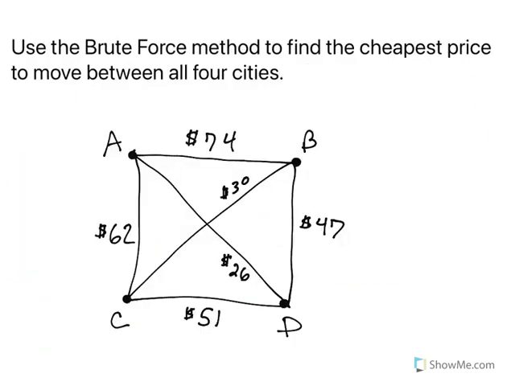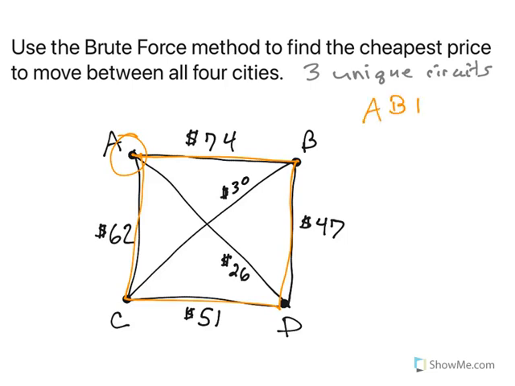Let's do one more. Use the brute force method to find the cheapest price to move between all 4 cities. Okay, so again, we have 4 vertex points. So just like we did before, we're going to have 3 unique circuits. All right, so let's start with A this time. So if I would go A, B, D, C, A. So that's A, B, D, C, A. So 74 plus 47 plus 51 plus 62. That gives me a total of 234. So that's the first one.